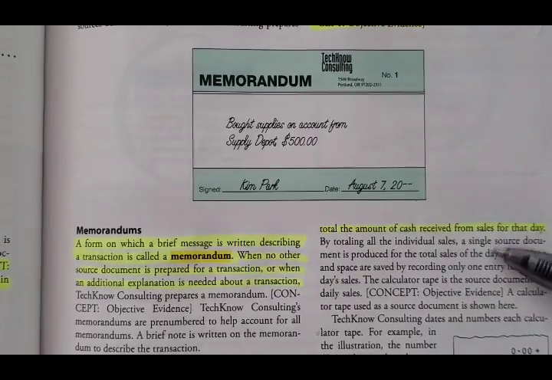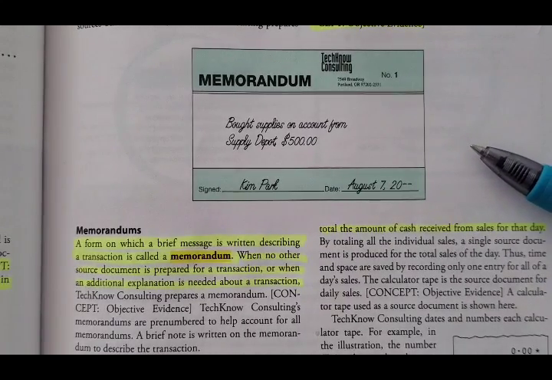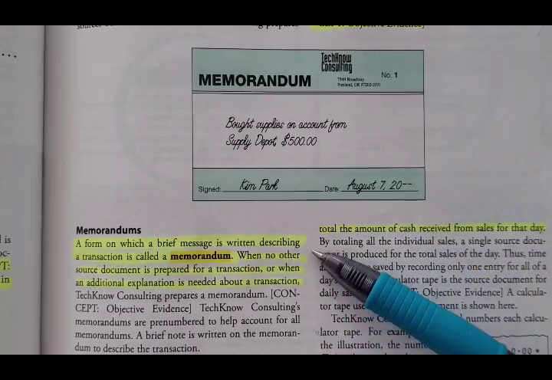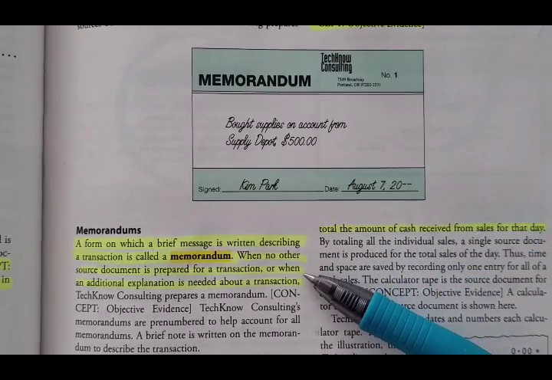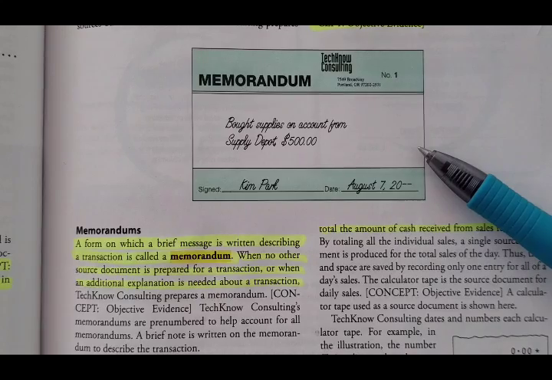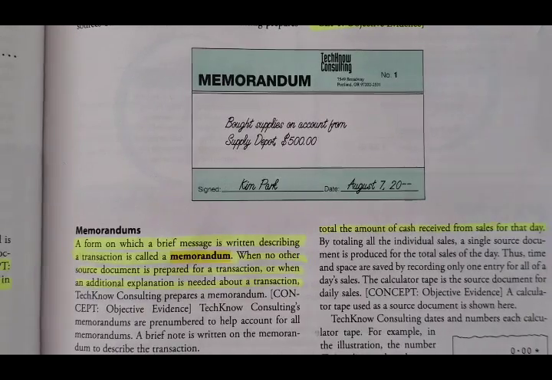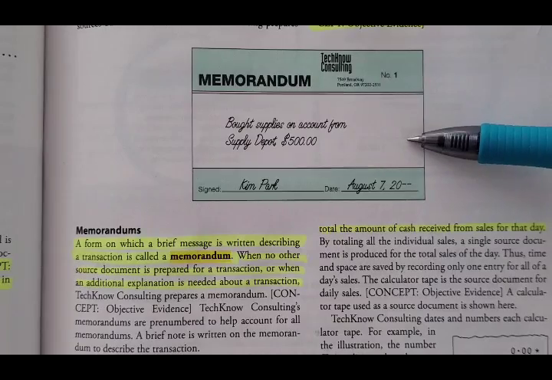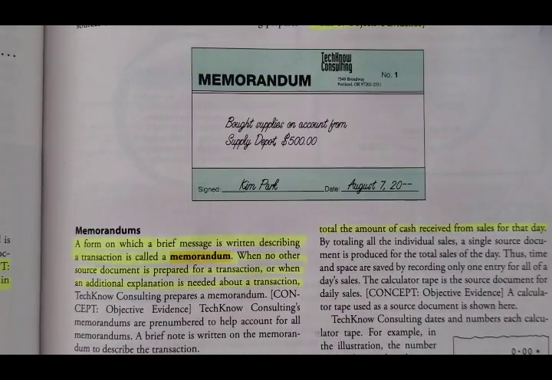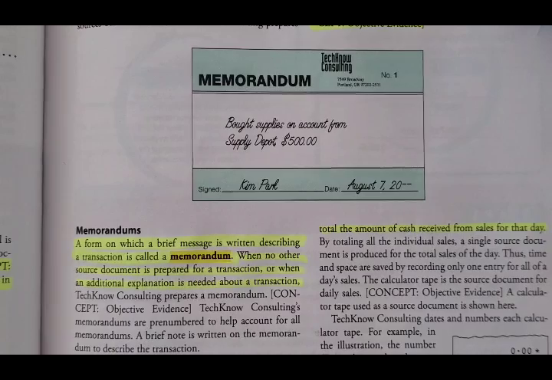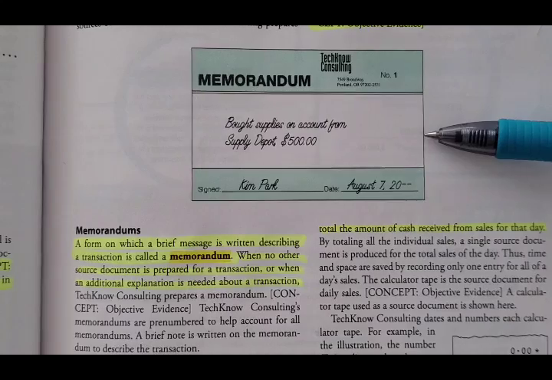The next one is a memorandum. These are kind of generic. It's a form on which a brief message is written describing a transaction. If we don't have any other source document, such as a receipt, a sales invoice, or a check, we're going to have to do a memorandum. We will also do it if we need to explain more. So on this one, we bought supplies on account from Supply Depot. We did not use our receipt because that's whenever we are receiving cash. We didn't use our sales invoices because that's whenever other people are buying on account from us. And we didn't write them a check yet. So we're going to fill out a memorandum.